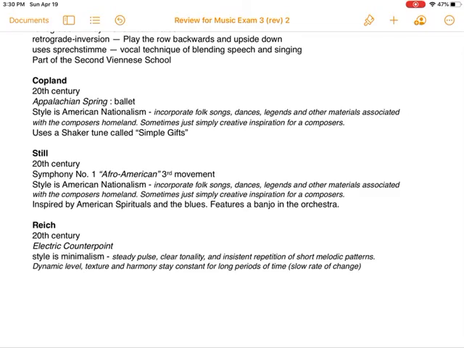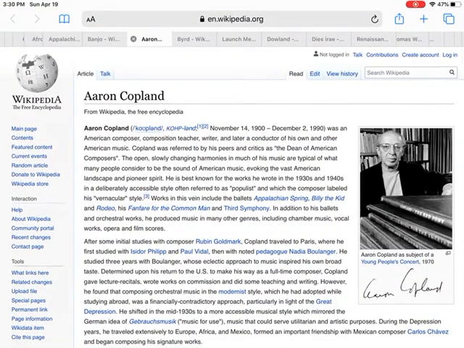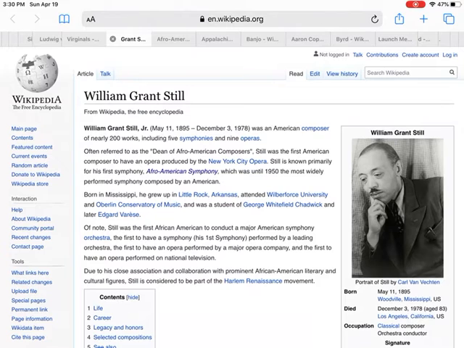So let's take a look. Well, there's Aaron Copland. I didn't pull this up when we were talking about him, but you certainly have this to look at. So let's look at William Grant Still. There he is. Often referred to as the Dean of Afro-American Composers. Still was the first American composer, the first of many, look at this, to have an opera produced by the New York City Opera.